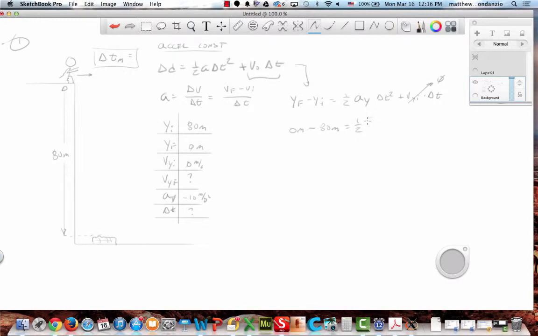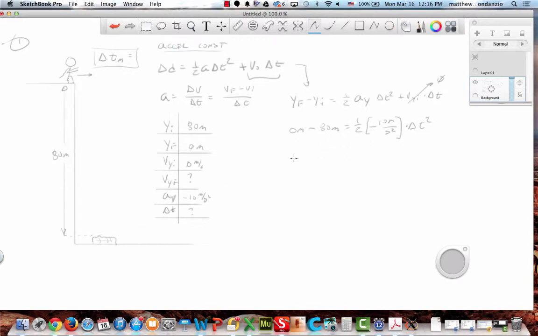Equals 1/2 times what's my acceleration rate? Negative 10 what? Right. Negative 10 meters per second squared. Don't forget the negative sign. Because if you follow this through, then the negatives will cancel out, right? If you don't, you'll end up with a square root of a negative number, okay? Times my delta t squared, because I don't have delta t. Look how easy this is.